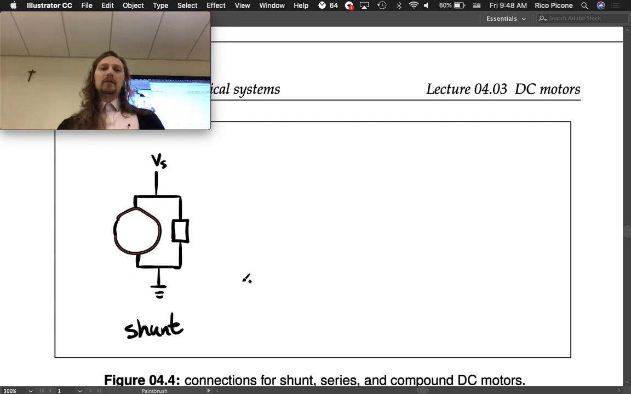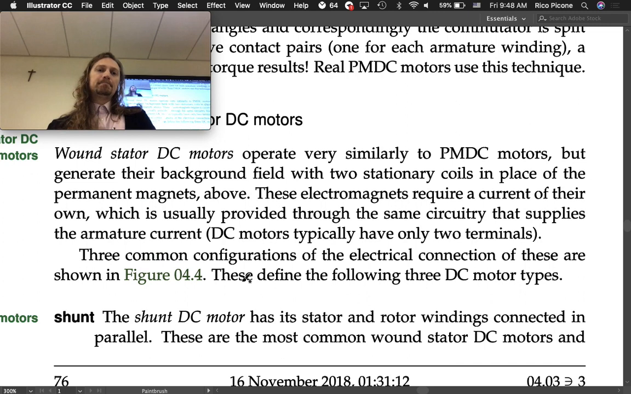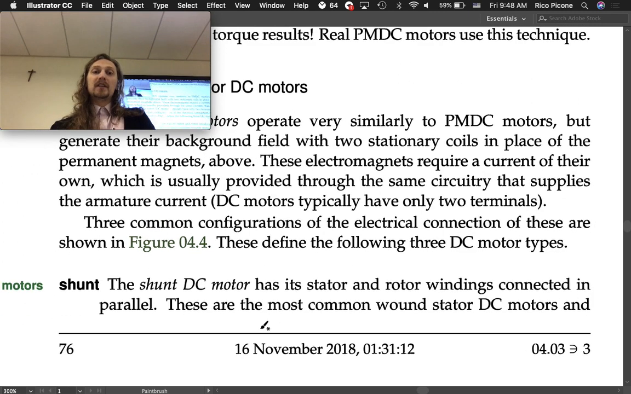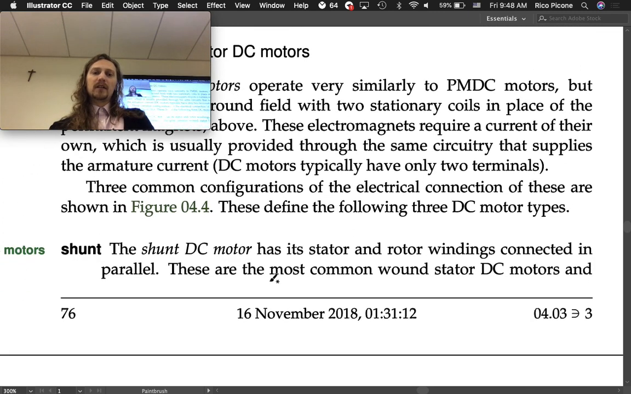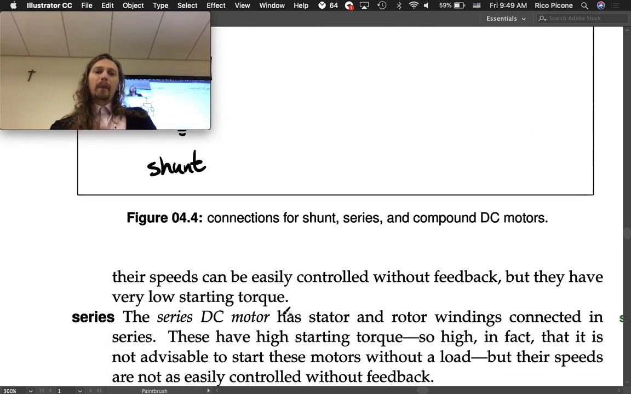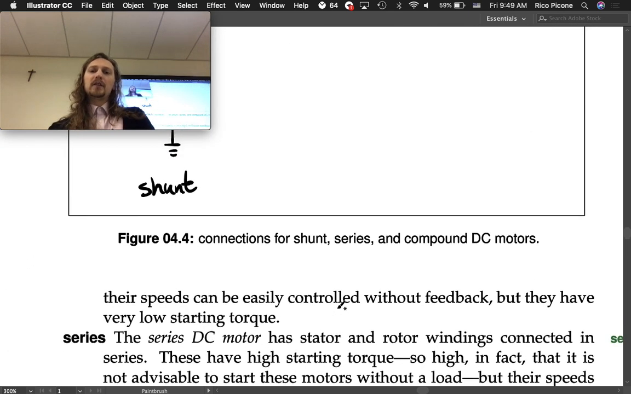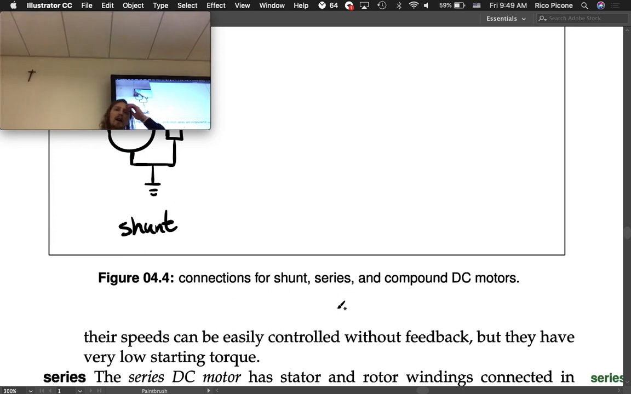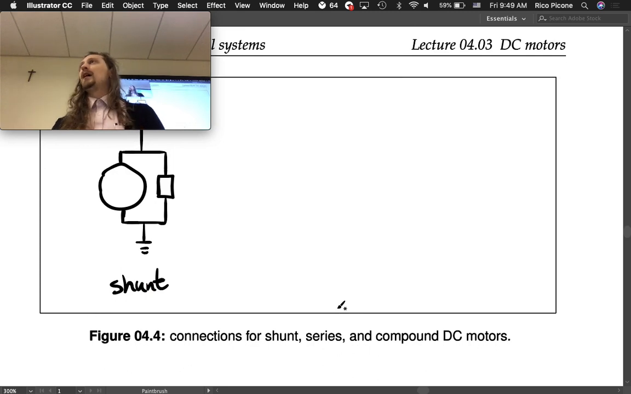And a lot of wound stator DC motors are of this configuration. The most common type, their speeds can be easily controlled without feedback, but they have very low starting torque. So one of the issues is getting them going. Okay, so when you've got a big load that you've got to get started, sometimes you don't have enough power to drive that when you have it connected this way.